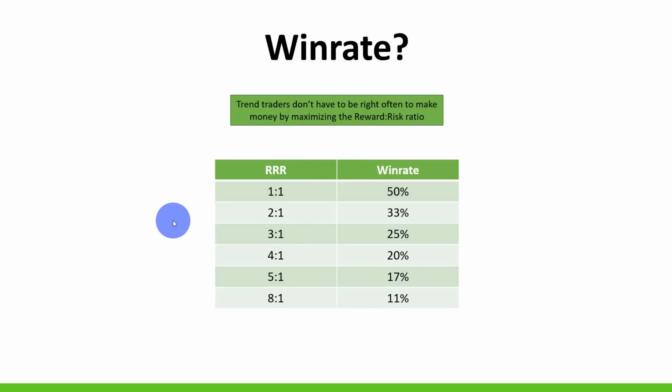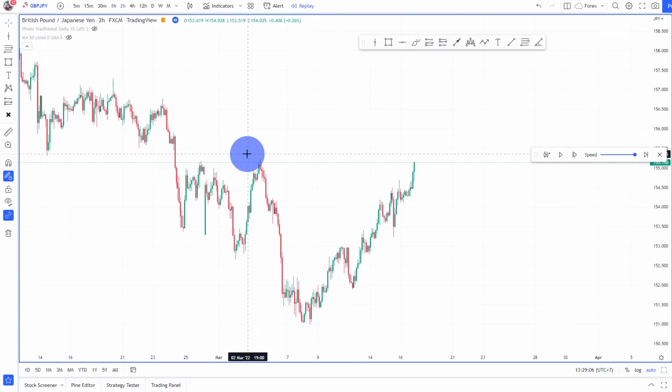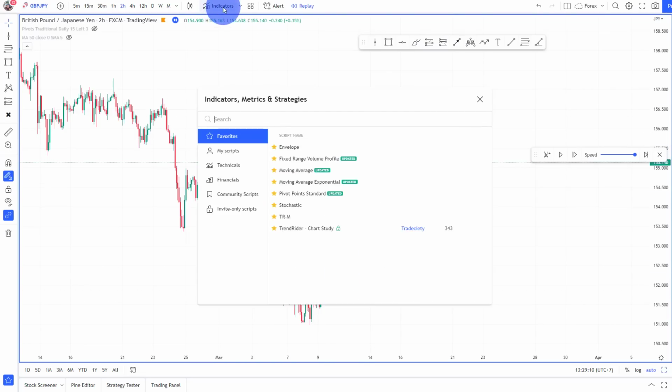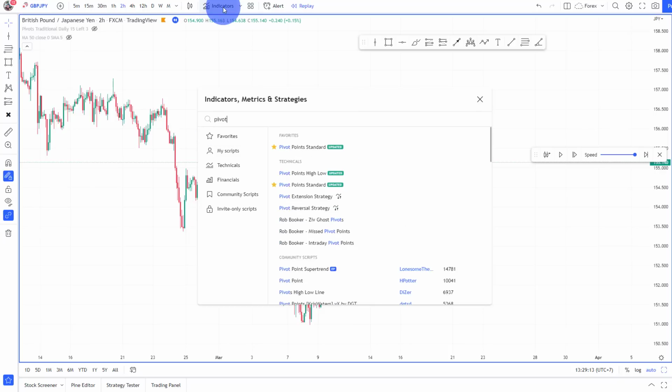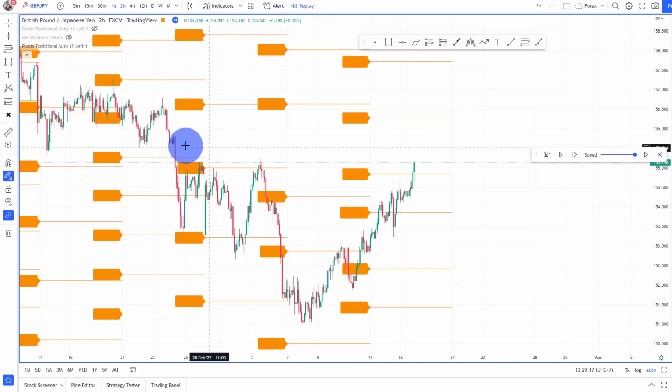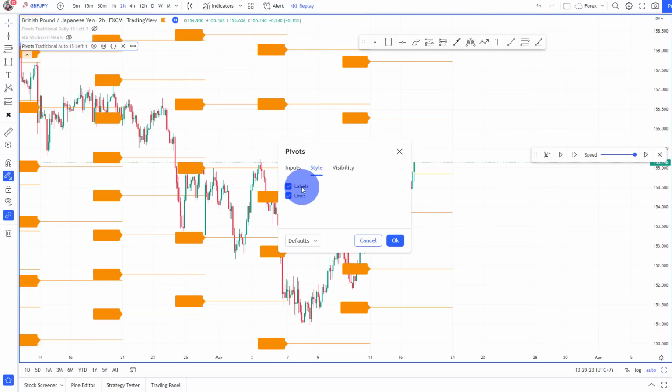Now let's get into TradingView and I'll show you how to set this up properly. It's very simple. We go to indicators, type in pivot, and it's called Pivot Points Standard. We click on it once and then we have it on our charts. We need to make some adjustments because that's how it looks by default, so let's get into the settings.